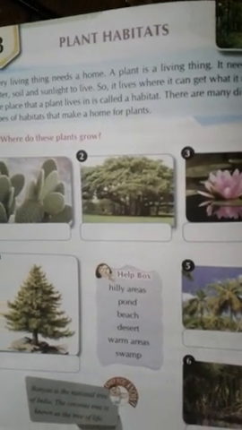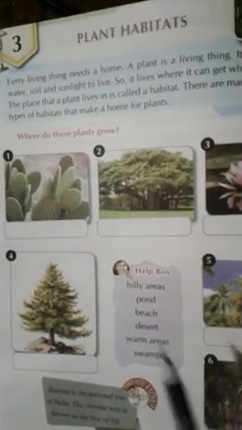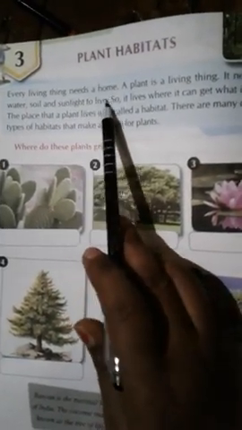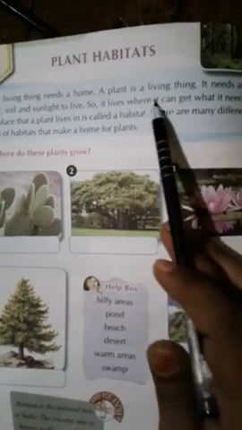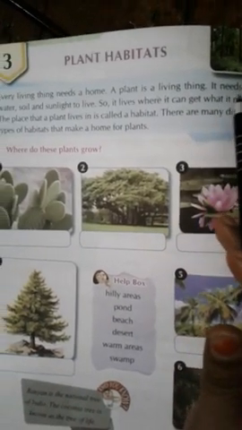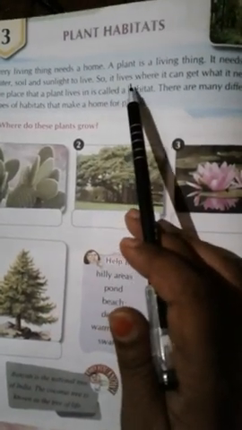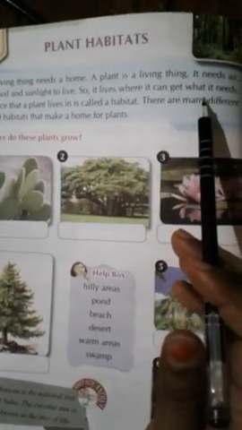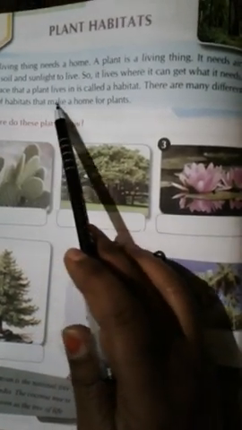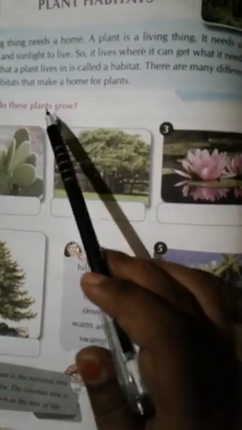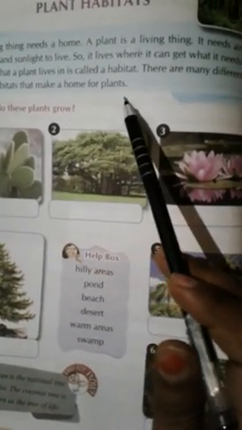So first of all, let us see what is a plant habitat. Every living thing needs a home. A plant is a living thing. It needs air, water, soil and sunlight to live. So it lives where it can get what it needs. The place that a plant lives in is called a habitat. There are many different types of habitat that make a home for a plant.